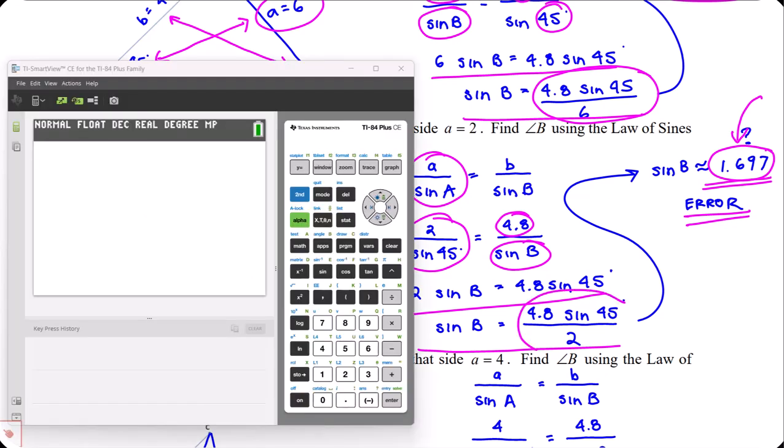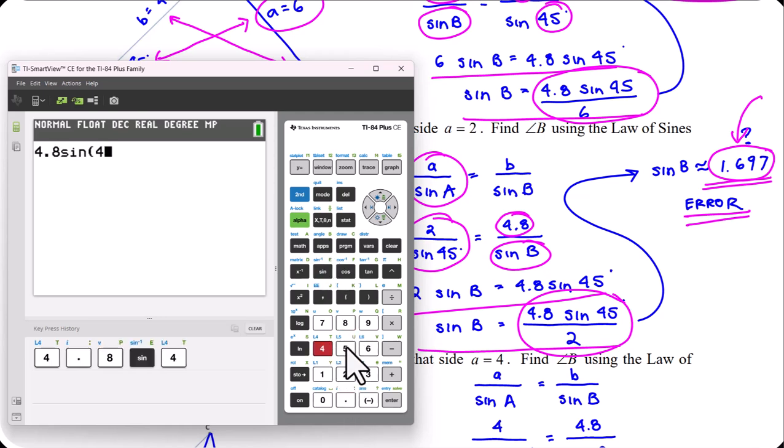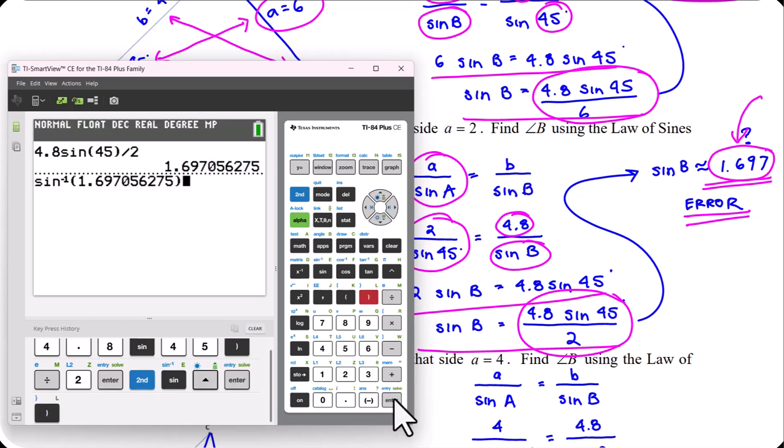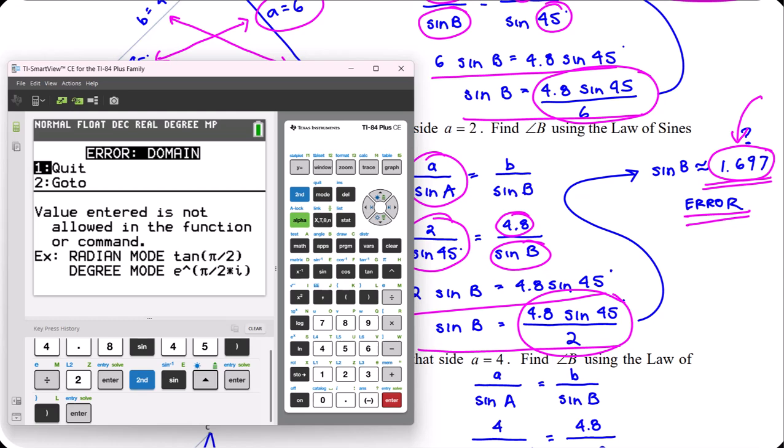So let me start here. We have 4.8 sine 45 degrees, and then divide that by 2, and we get the sine value. You're thinking nothing of it. Second sine, and then you go up to that value, and you get the angle, and it says error.